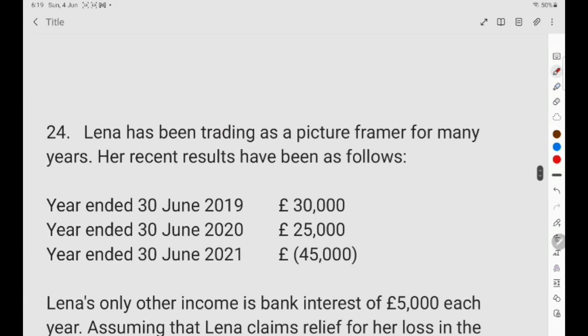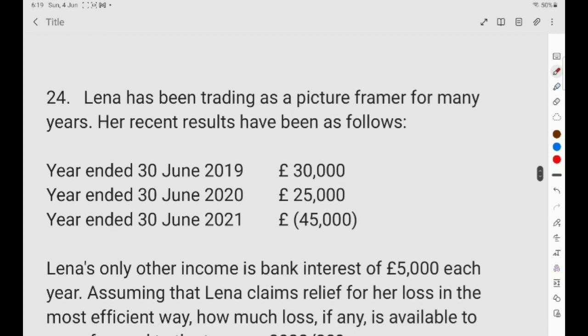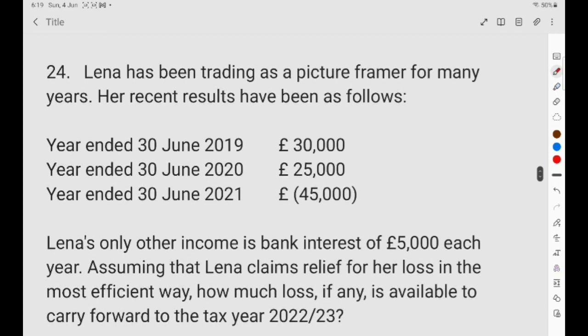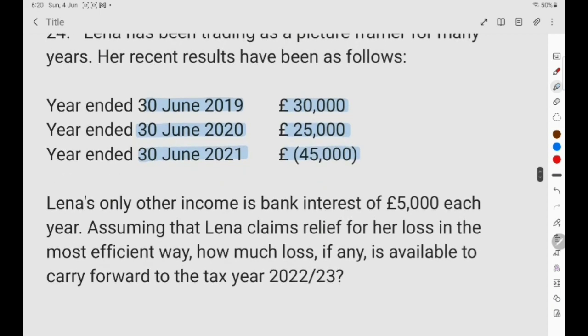Next, Lena has been trading as a picture framer for many years. Her recent results have been as follows. So this is year ended 30th June 19, profit of 30,000, 30th June 20, profit of 25,000, and 30th June 21, loss of 45,000. Lena's other income is bank interest of 5,000 each year. Assuming that Lena claims relief for her loss in the most efficient way, how much loss, if any, is available to carry forward to the tax year 22-23?